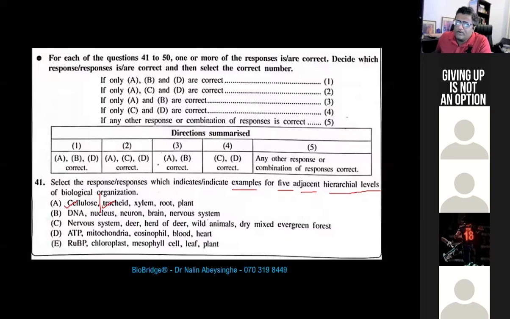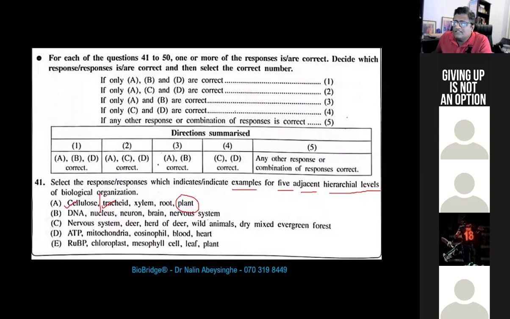And xylem, okay, cell, after the cell, xylem is a tissue. Yes, that is there. They are adjacent. Then after the xylem or the tissue, you get a root. Root is an organ. Okay, the tissue is there. Then the organ is there. After organ, the organism has been mentioned.